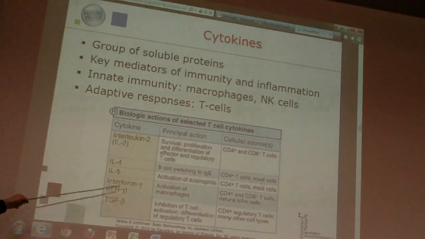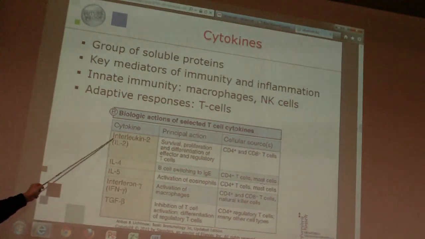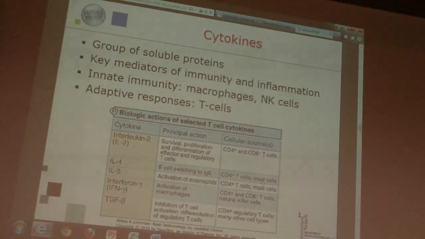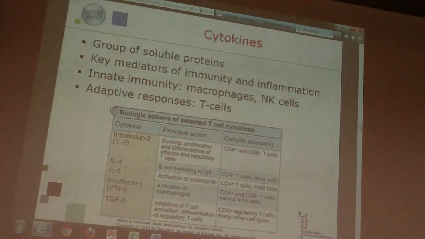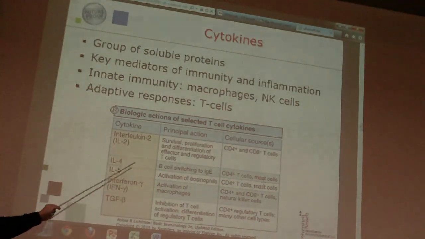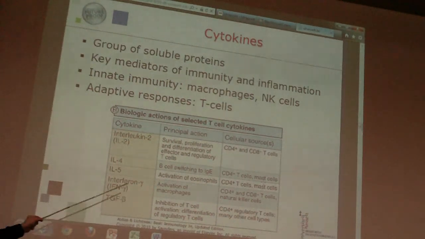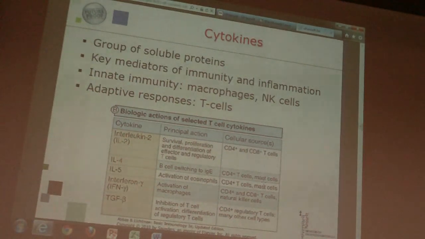And these are some of the very important ones. For instance, interleukin-2, you should know actually, is the growth factor of your T cells. The T cell gets activated, will produce IL-2, and will then promote its own growth. IL-4 is important for B cells, IL-5 for eosinophils, interferon gamma for activation of macrophages, and TGF-beta as a kind of inhibitory signal for T cells.